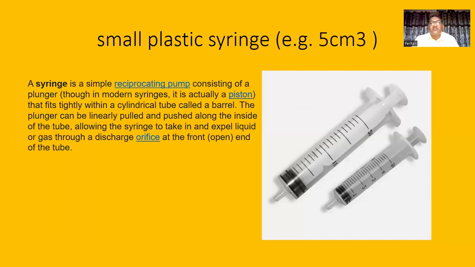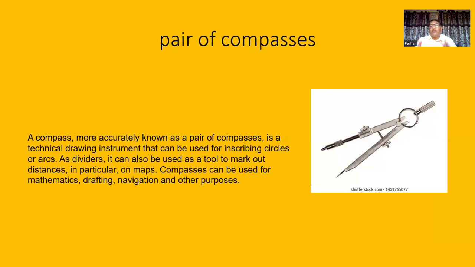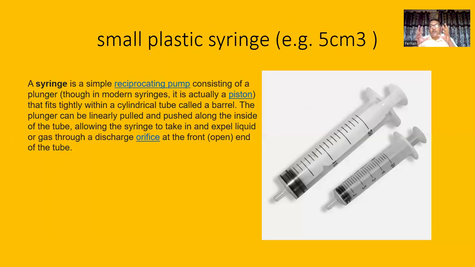So then we have these syringes. These syringes are also used to transfer water or liquid from one place, from one beaker to another. With the help of the syringes, you can pick up a certain amount of liquid from one place and put it into the other beaker. These are called small plastic syringes.